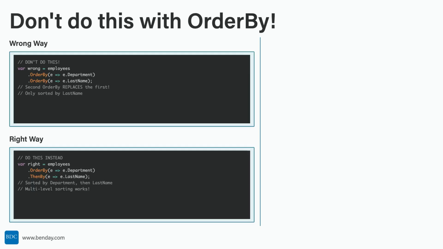This is one of the most common LINQ mistakes. Let me show you what goes wrong. On the left, that second OrderBy completely wipes out the department sort. You end up with just last name order. All that department grouping, gone.